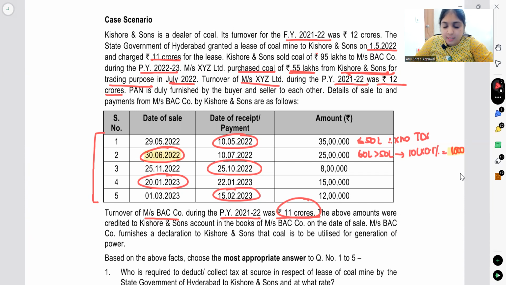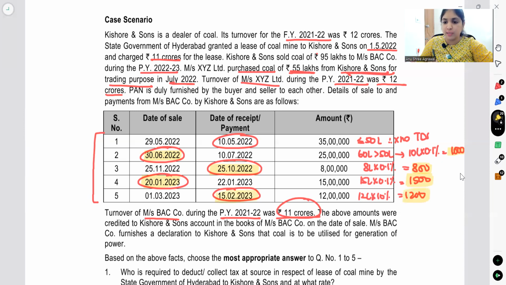Then what else? See, now it has crossed 50 lakhs. So on all the transactions, TDS will apply. So 8 lakhs into 0.1%, how much will this be? This is going to be 800 rupees. 800 rupees is going to be deducted on 25th October 2022. Then 15 lakhs into 0.1%, this is going to be 1500. So 1500 is going to be deducted on 20th Jan 2023. And finally, 12 lakh into 0.1%, 1200. This is going to be deducted on 15th February 2023.